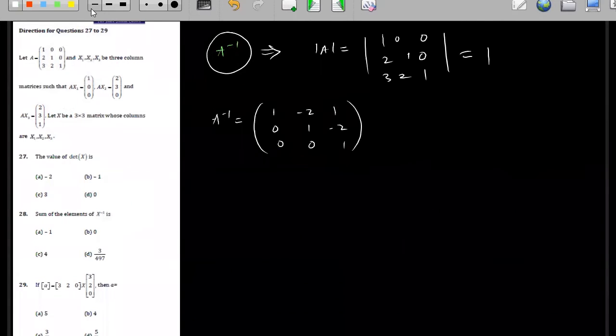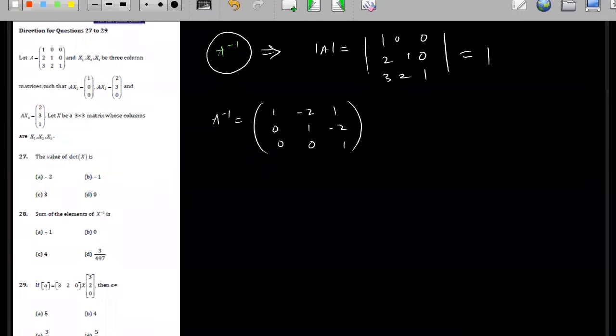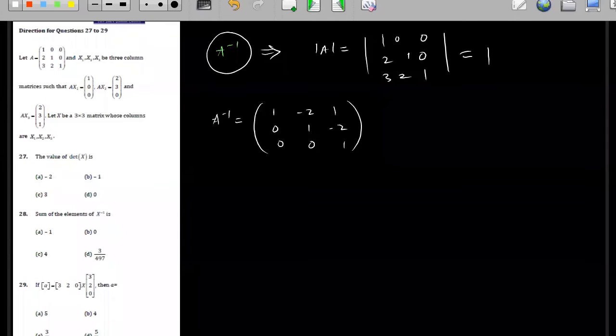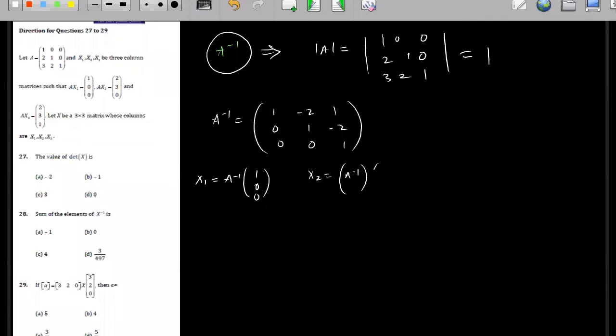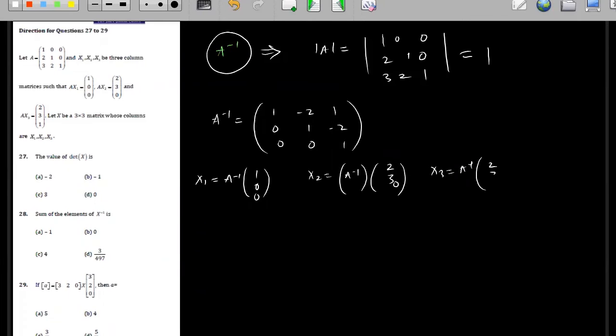Solving on the screen is okay. So I hope this one is correct. A inverse, I am getting this. Fine. Now the thing is, x1 I can get as A inverse into 1, 0, 0. x2 I can get as A inverse into 2, 3, 0, and x3 I can get as A inverse into 2, 3, 1.